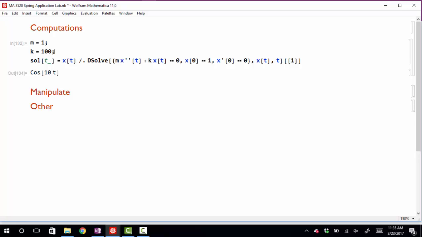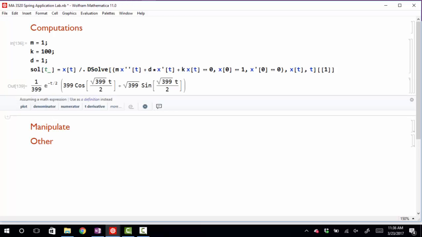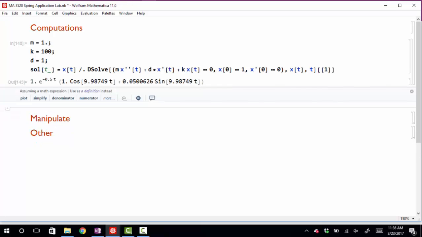If I add a value d now equal to 1, and I put that into my differential equation right here, d times x prime of t plus that guy, now I get this thing. There are some ugly numbers in there, but really, who cares? They're just numbers. If I really wanted to, we could just put a decimal in here. Maybe that would make people feel better.